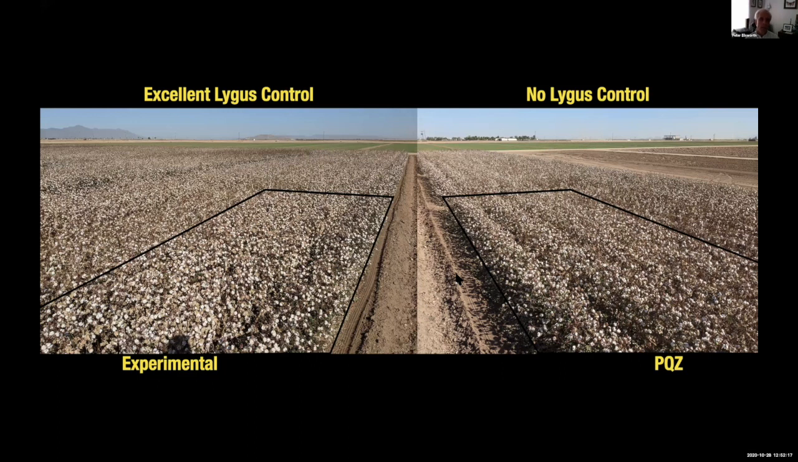And the highest was from that experimental, as you can see on the left, where we had excellent Ligas control, and where we had no Ligas control, still had pretty good boll load, all things considering. Now I could play a game and make you all put in the chat box how much you think each made, but I'll just tell you that was 3.5 bales and that was 2.5 bales. So the difference between the left and the right is a bale of cotton. Certainly very significant, but a good amount of variation still in this trial.